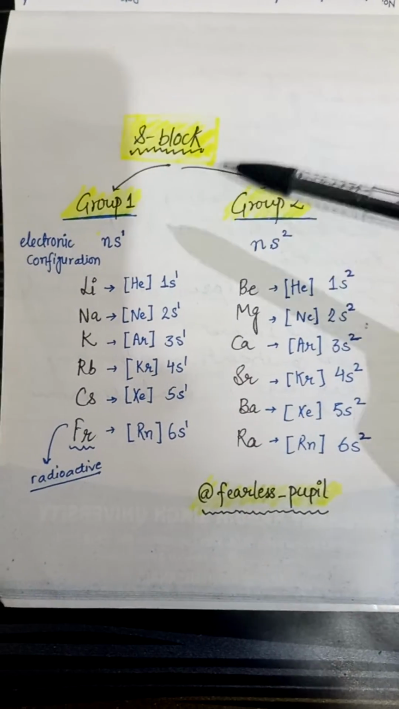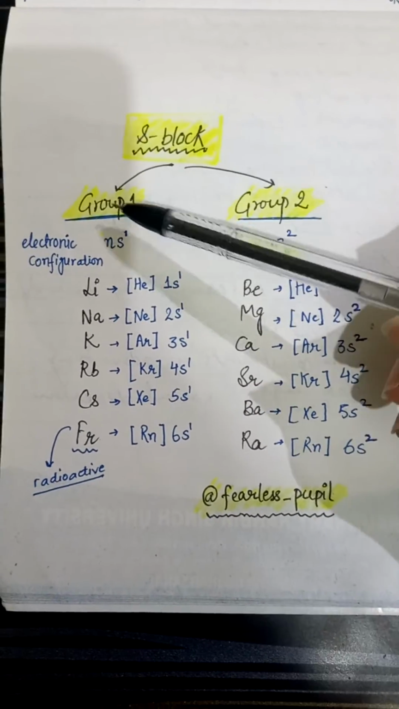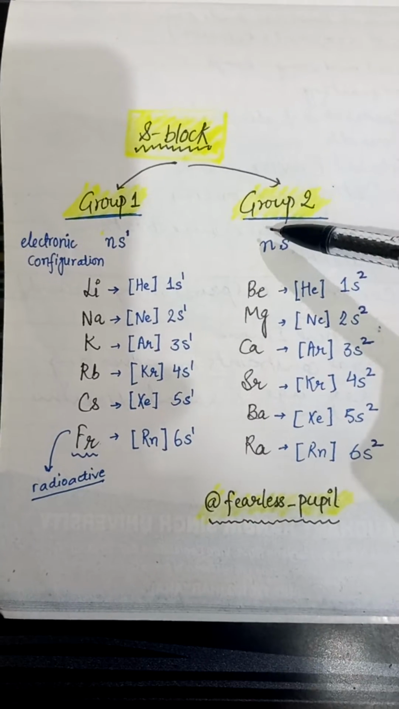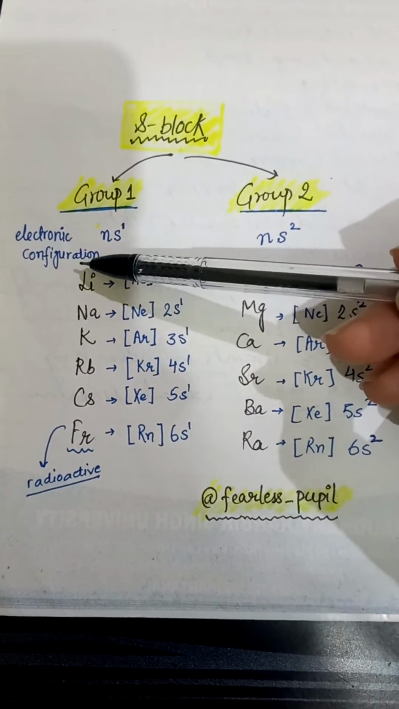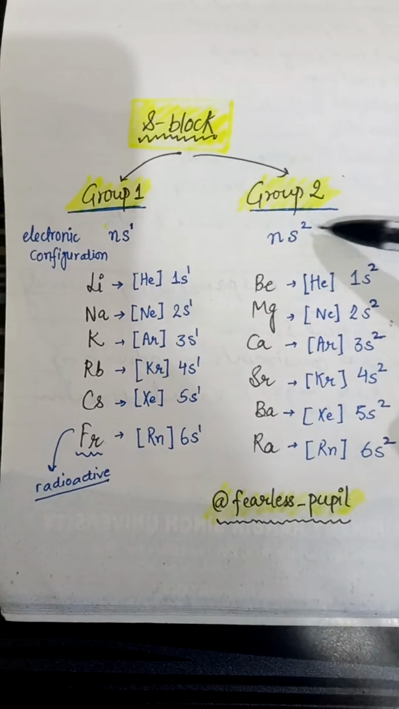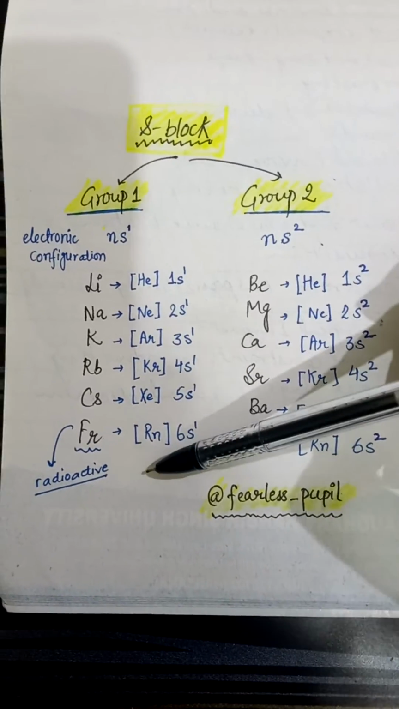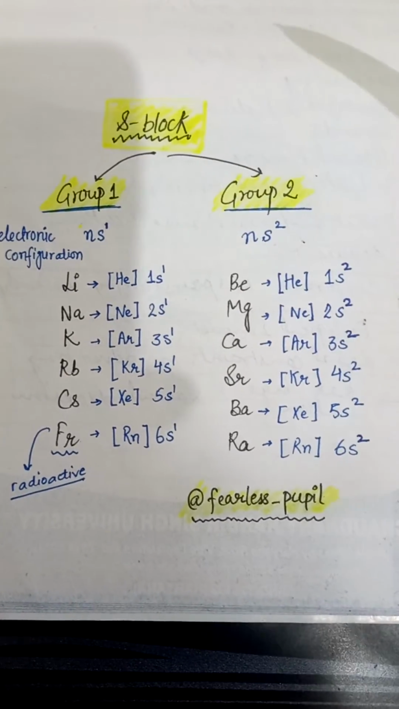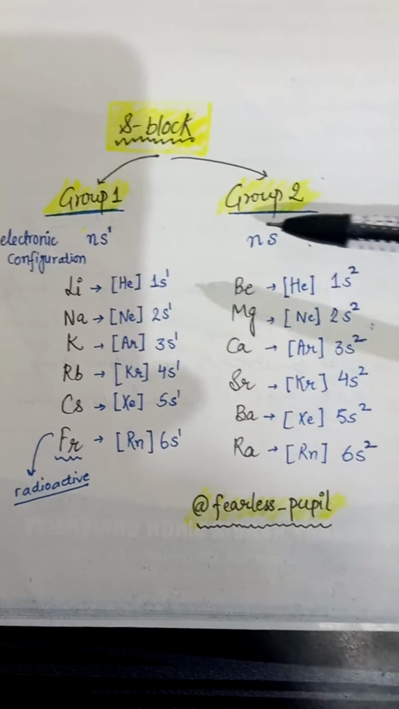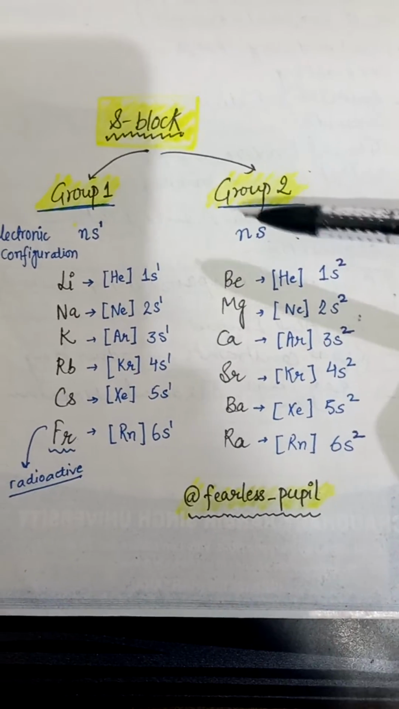Today we'll be starting S block. S block has two groups, group 1 and group 2. The general electronic configuration is Ns1 and Ns2. The elements of group 1 are also called alkali metals and group 2 are known as alkaline earth metals.